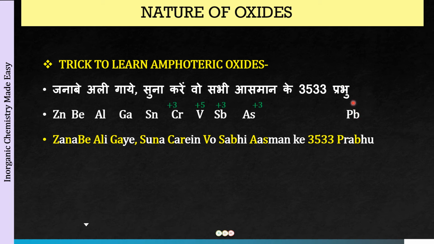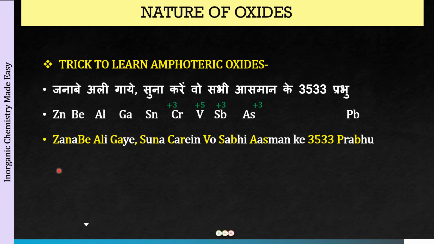So this is going to be lead. All the oxides of lead, all the oxides of tin, then gallium, aluminium, beryllium, zinc. So these are all the elements which form amphoteric oxides.